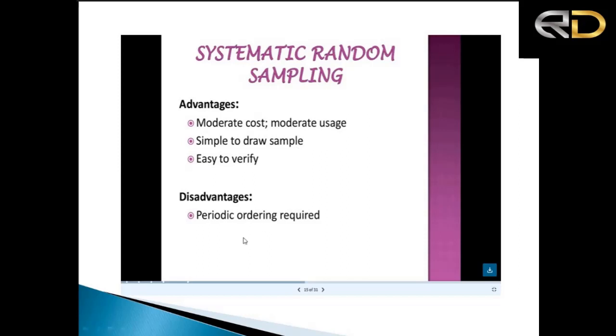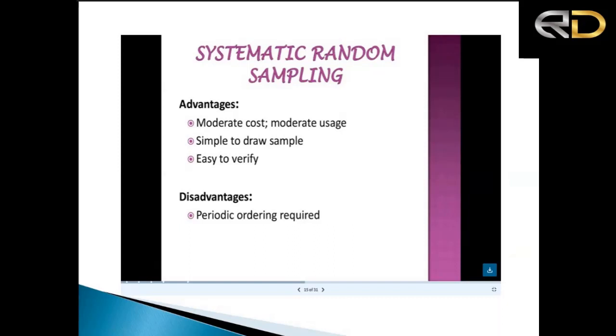The disadvantage is that periodic ordering is required. Because of this drawback we have two types of systematic sampling: one is known as linear systematic sampling and the other is known as circular systematic sampling.